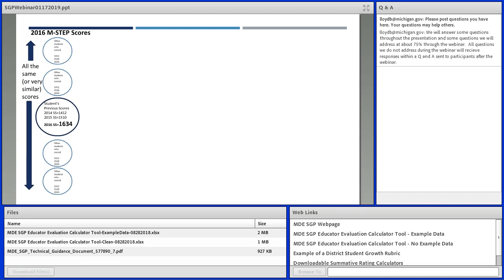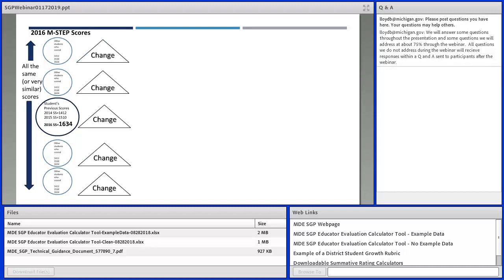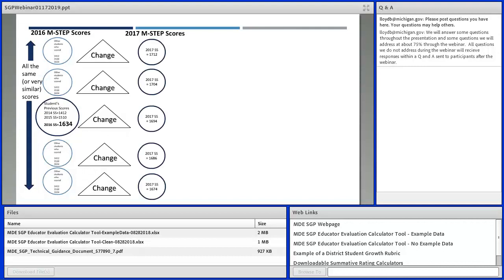So this comparison group is formed, and then a change occurs. A year of instruction occurs. Then the 2017 M-STEP is administered. The student achieved a score of 1694. Another student within her comparison group scored 1704, another 1712, 1686, 1674. So these changes in scores, and the scores within this comparison group, vary, and they vary at least partially based on the instruction that they've received over the course of the academic year.